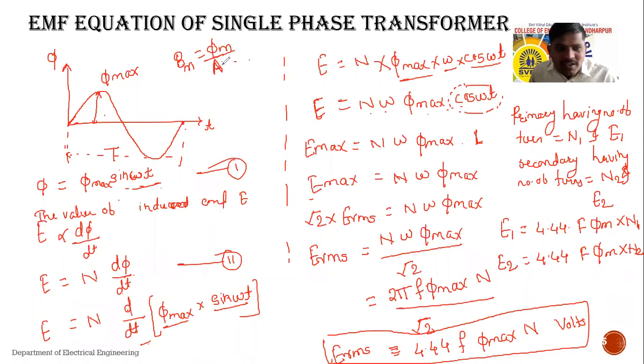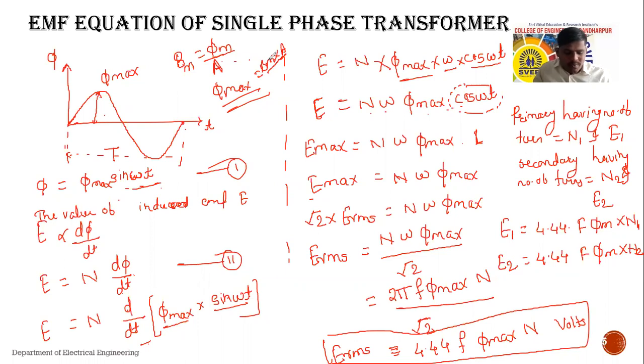So the maximum value of flux, phi max, is equal to Bm into A. Instead of writing phi m, we can also write Bm into A. Right? Can I write this?